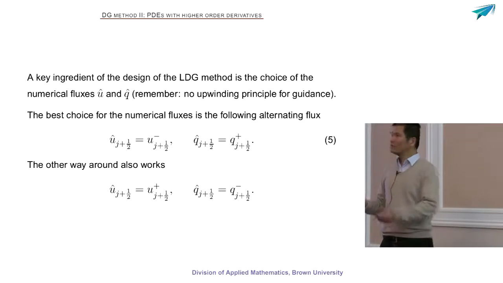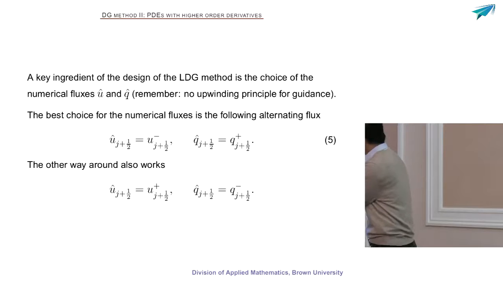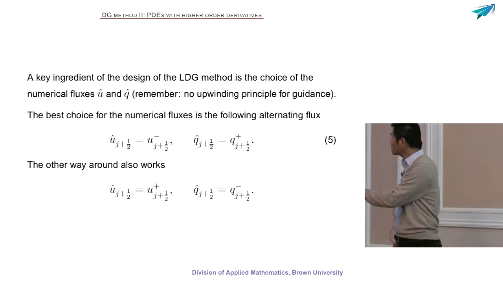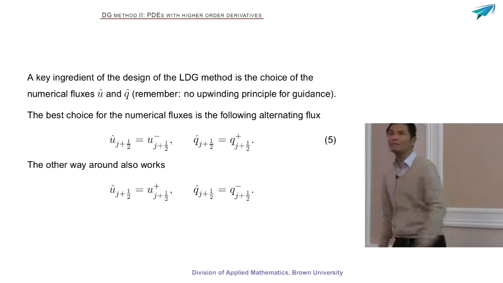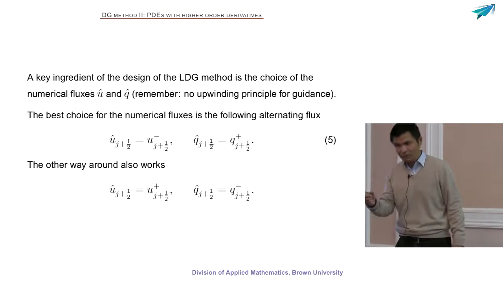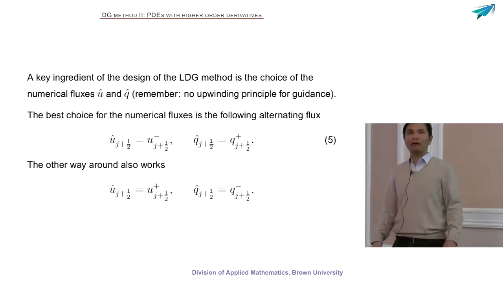This is not optimal. However, if you choose them this way, this is called alternating. So if you choose U hat to be U minus, Q hat to be Q plus, or vice versa, then you will get an LDG method which is stable and accurate to any polynomial degree.